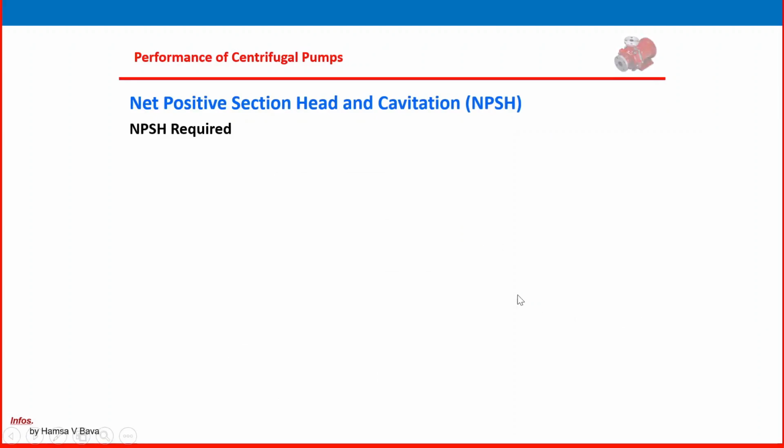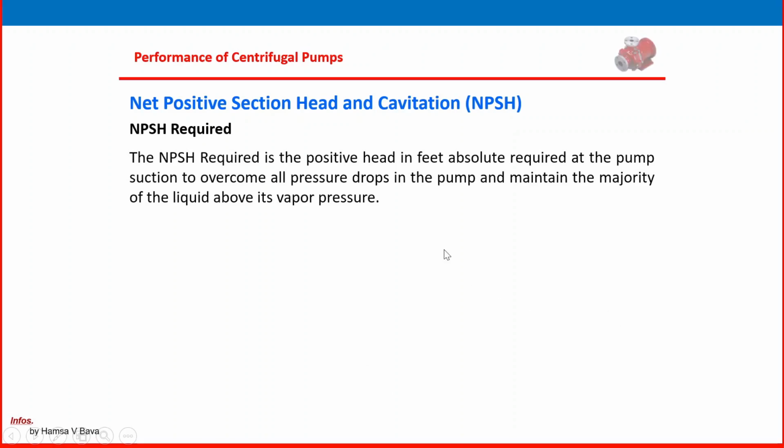Another important point we have to discuss here in positive displacement centrifugal pump is net positive suction head and cavitation. The first one we will discuss is NPSH. NPSH required is the positive head in feet absolute required at the pump suction to overcome all pressure drops inside the pump and maintain the majority of the liquid above its vapor pressure.